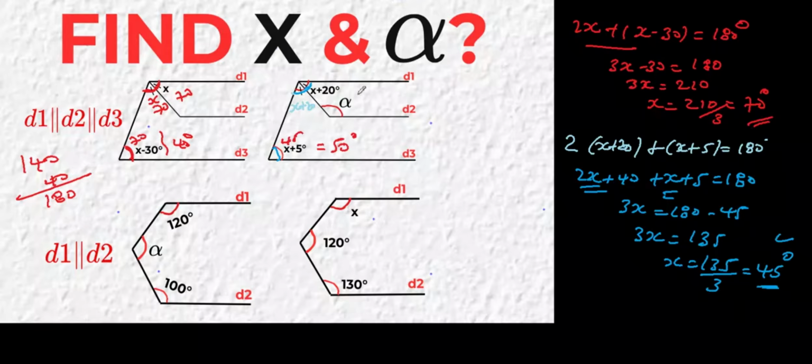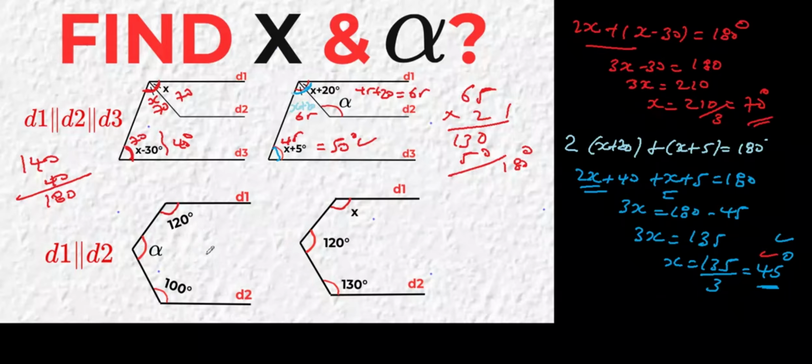And here just 45 plus 20, it will be 65. This one is also 65. 65 times 2, right? 130. 130 plus 50, right? 180 degrees. So this one is 45 degrees.